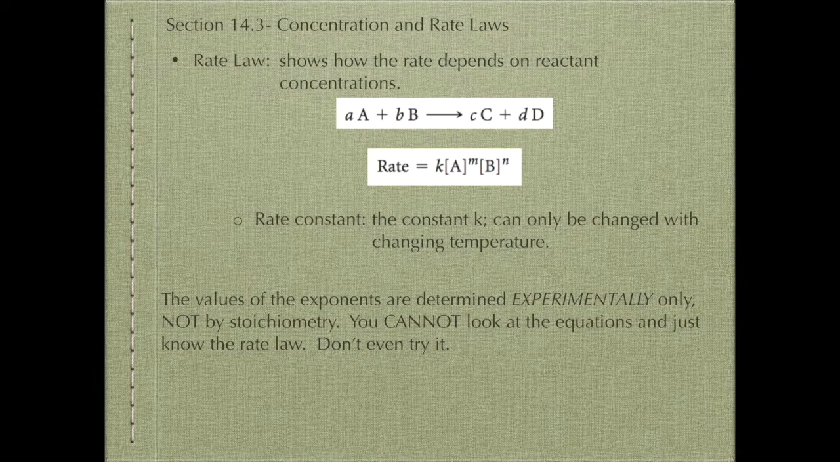As I said already, your M and your N are not determined by the simple stoichiometry of a reaction. Instead, the values of those exponents have to be determined experimentally, not stoichiometrically. So you can't just look at the equation and say, this is my rate law. Don't even try it. We'll get to a point where, when we're manipulating reactions, you will be able to use it with reaction mechanisms, but for right now, you cannot use your stoichiometry. You need to determine it experimentally.